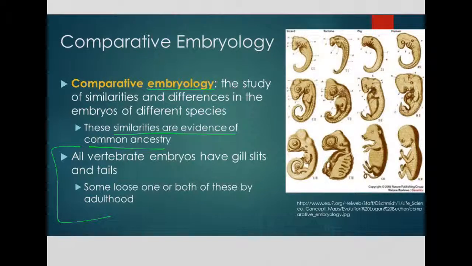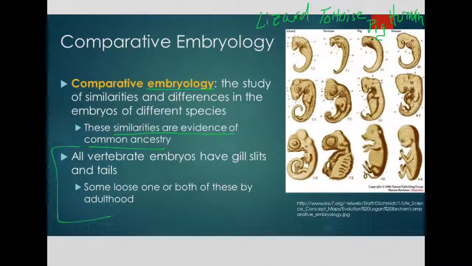So vertebrates are anything with a vertebra. So fish, amphibians, reptiles, mammals, birds, all of those are vertebrates. Here we're comparing a lizard. I don't know if you can see the text there. Lizard, tortoise, pig, and human.